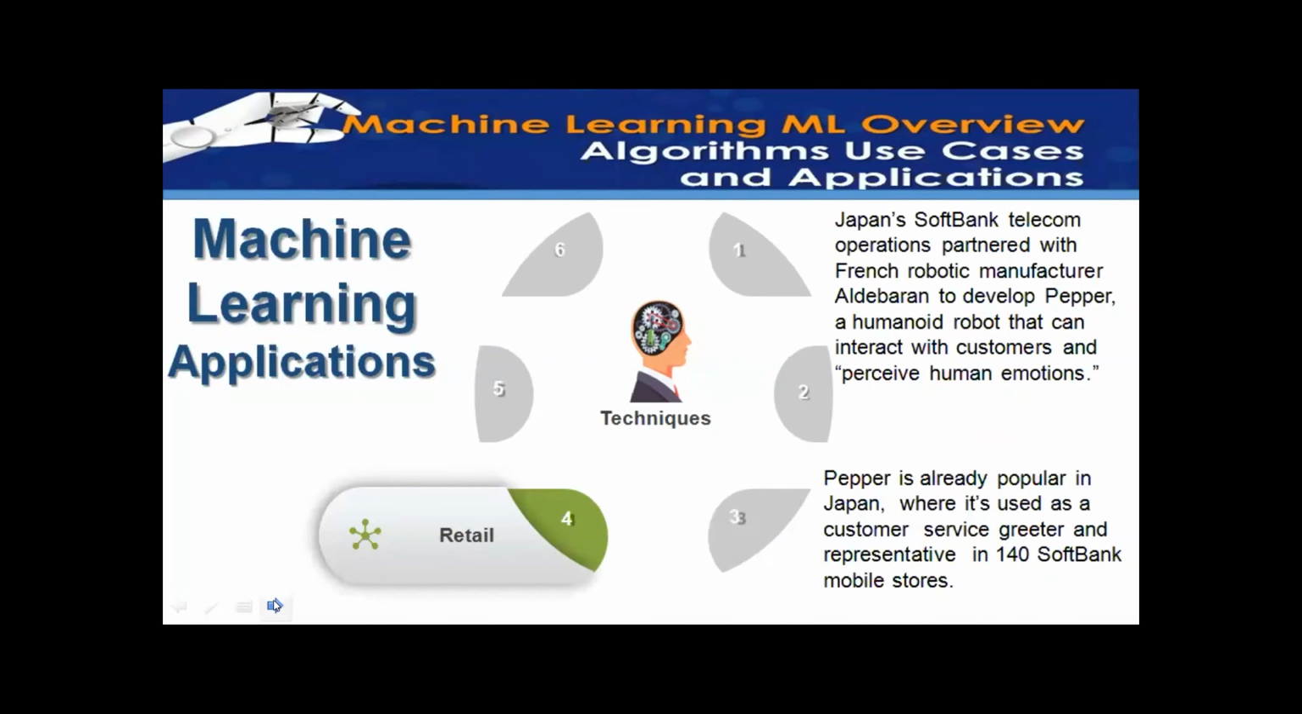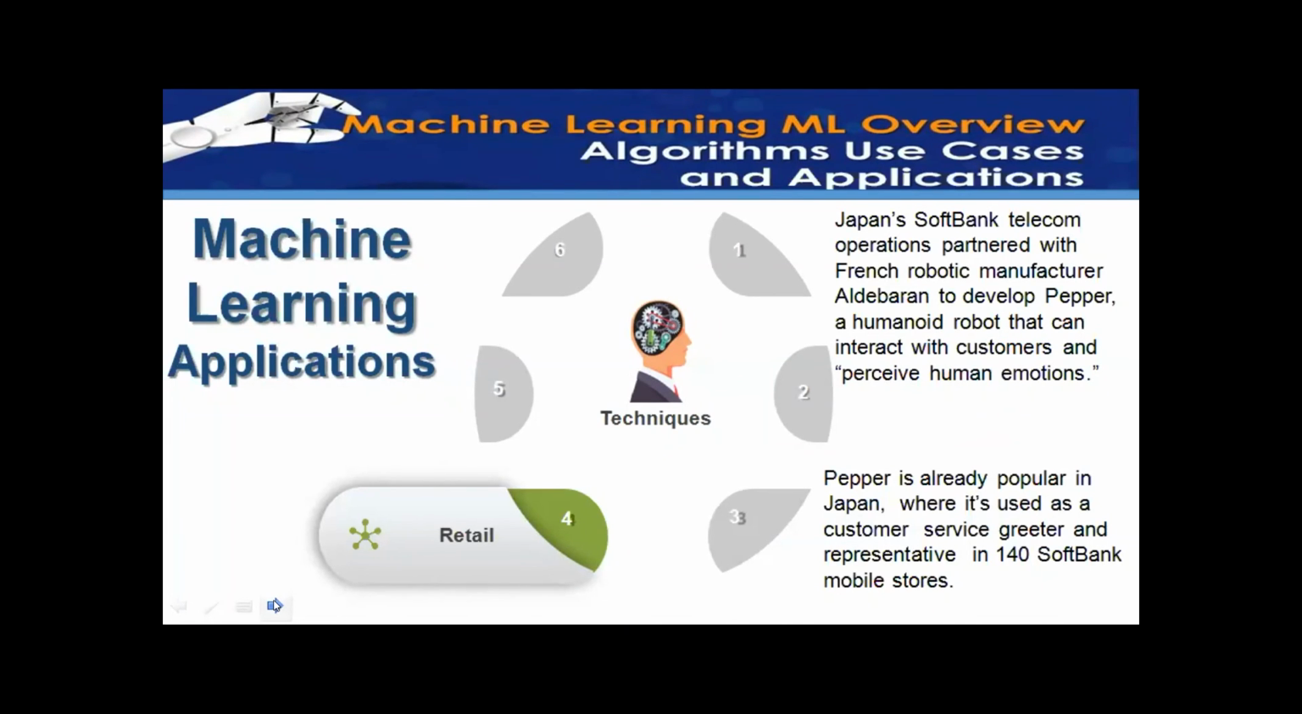And then the retail industry. So how is ML applied in the retail industry? In Japan, SoftBank Telecom Operations partnered with a French robotic manufacturer called Aldebaran. They developed a humanoid robot called Pepper that can interact with customers and perceive human emotions.